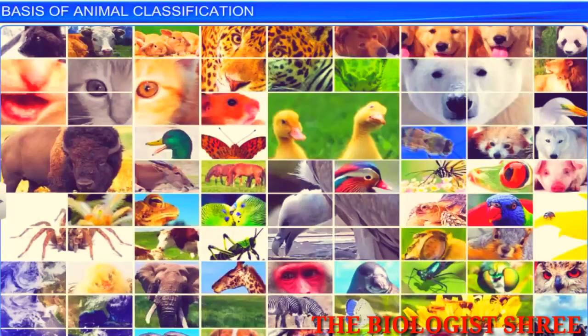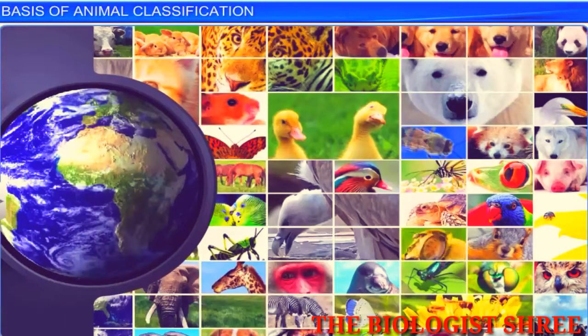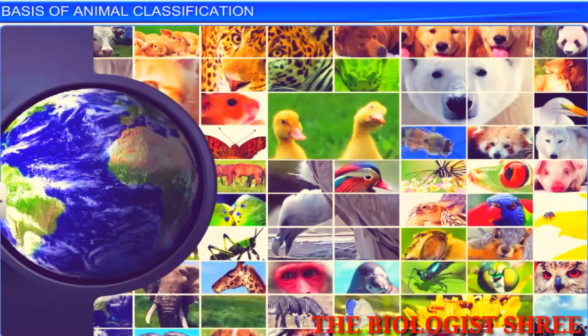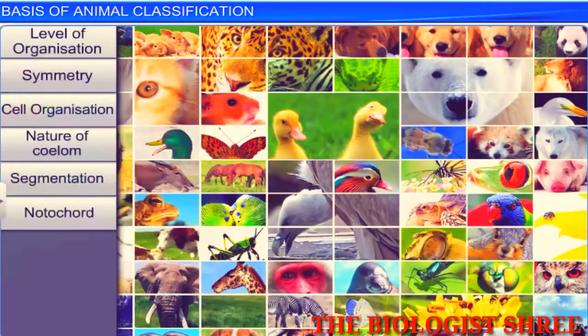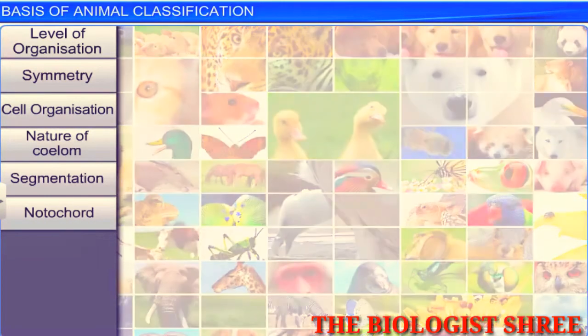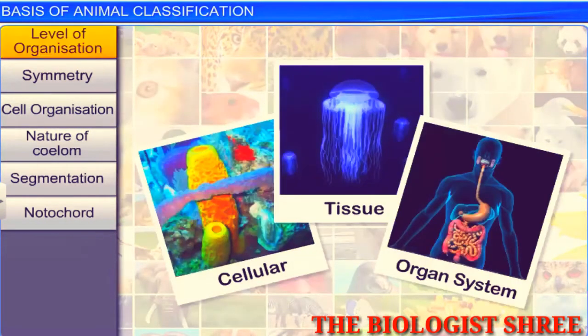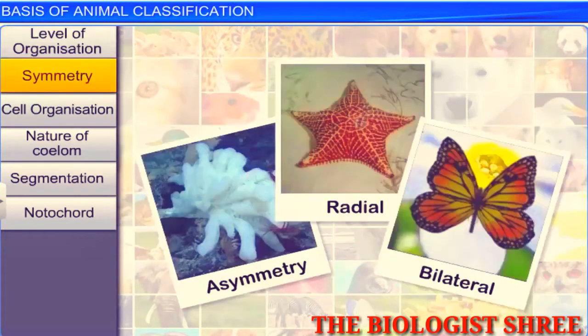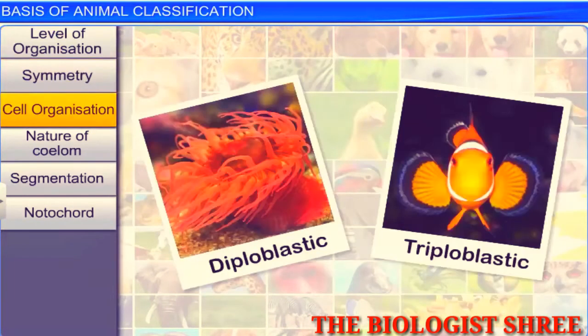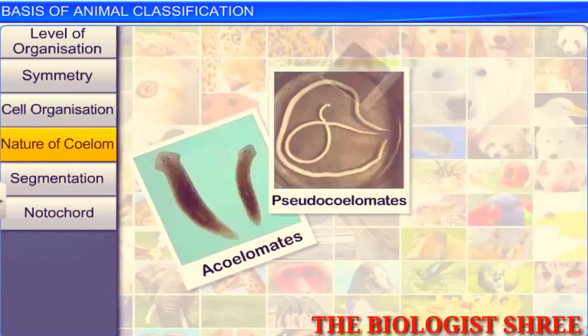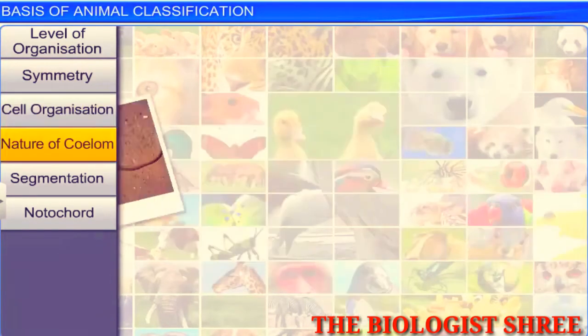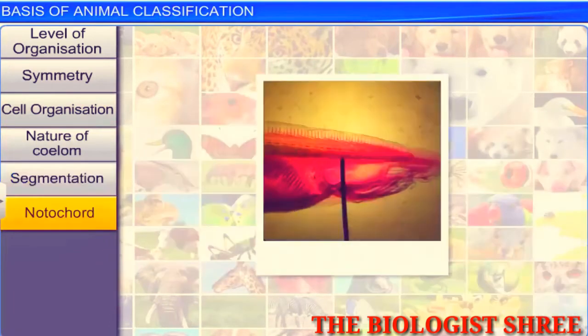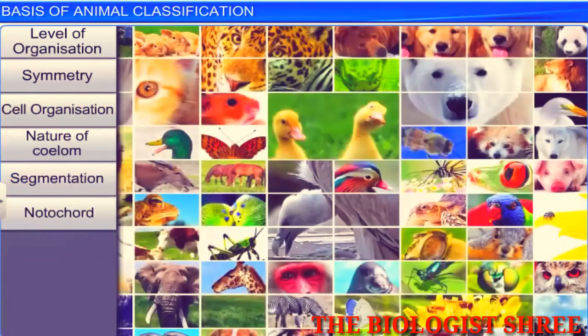With over 1 million animal species on our Earth, it would be difficult to categorize them into different groups. However, with the help of basic fundamental features such as level of organization, symmetry, cell organization, nature of coelom, segmentation, and notochord, scientists have classified animals into various groups. Let's understand each of these basic fundamental features in detail.